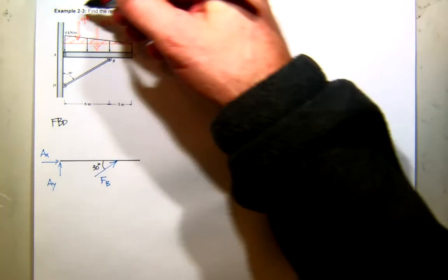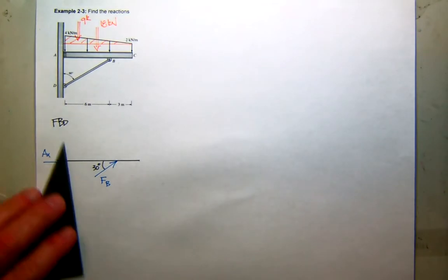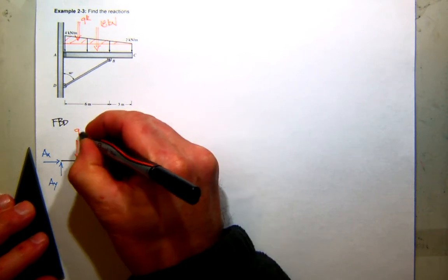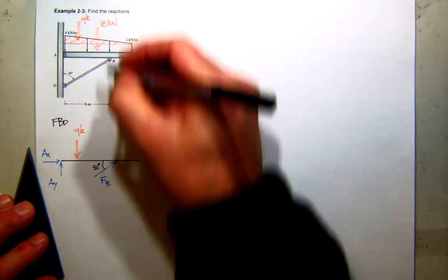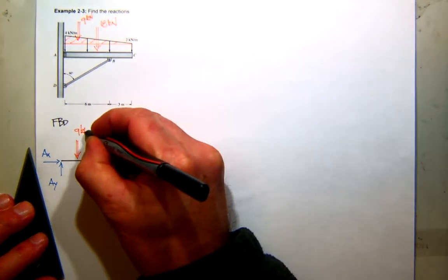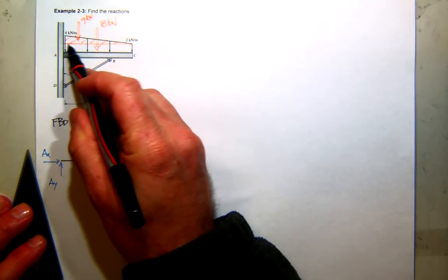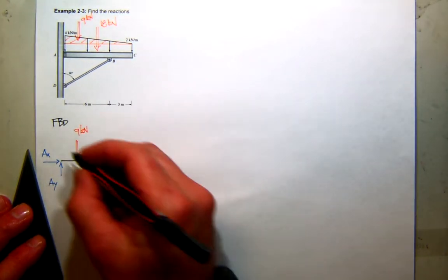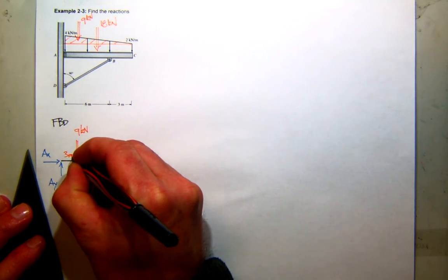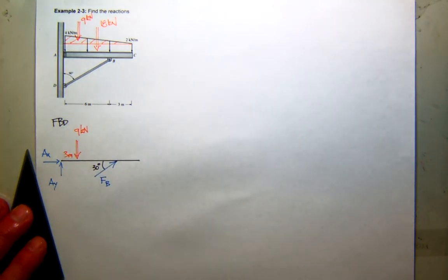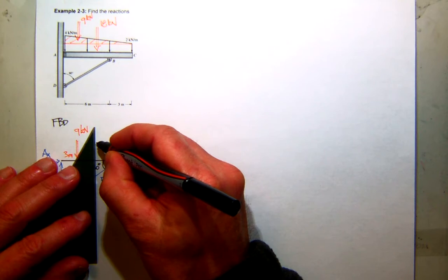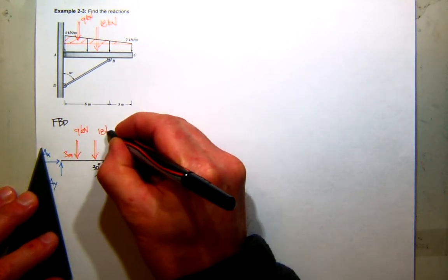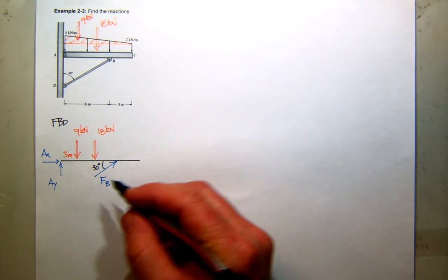So now I'm going to bring those down and put them onto my system. So here's the 9 kilonewtons from the triangle. I left my N off up there. And 1/3 the distance from the big end, or 1/3 of 9, is 3 meters, right? And then I've got my 18 kilonewton force. That's the concentrated equivalent of the rectangular portion.